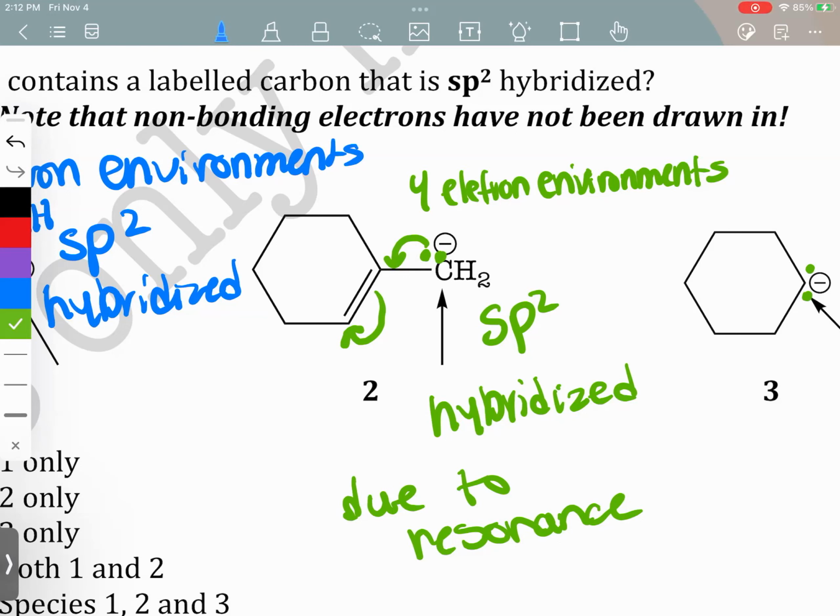Okay, that's interesting. So once you form the double bond here, right? Yeah. After the resonance happens, you can really see how it's sp2 hybridized, because now you have 3 electron environments: the double bond and the 2 hydrogens. Okay.